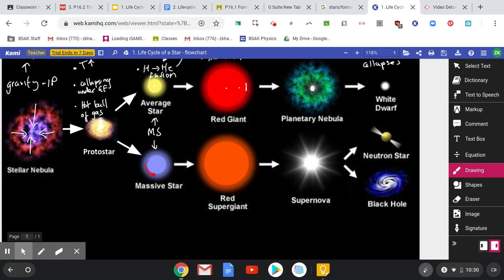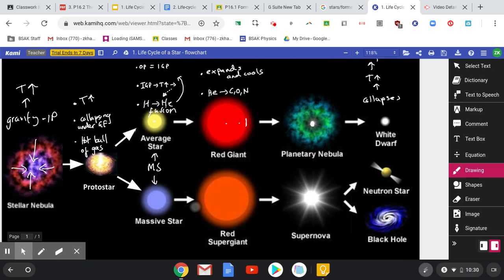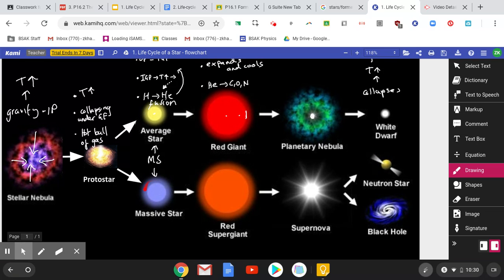Eventually, what's going to happen is gravity is going to continue to collapse the star, and that will trigger a high enough temperature for fusion to take place. And again, as soon as fusion starts to take place, the star creates an outward pressure balancing the inward gravitational pressure. And this star, because it has more mass, it has more gravity, it's fusing hydrogen to helium at a much faster rate than a low mass star.